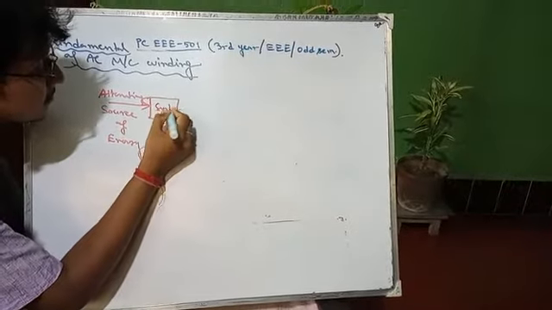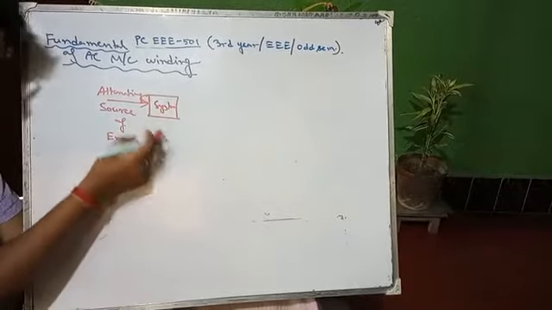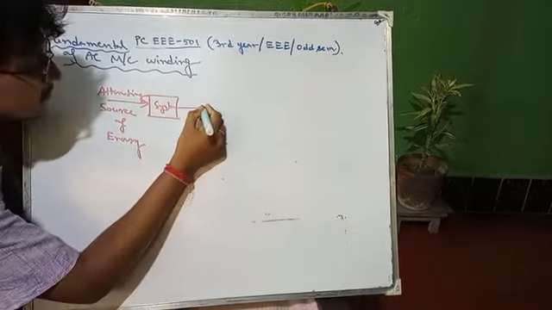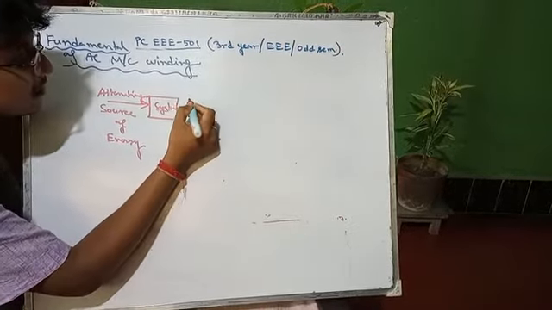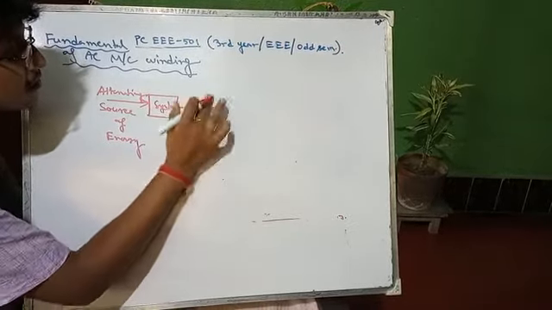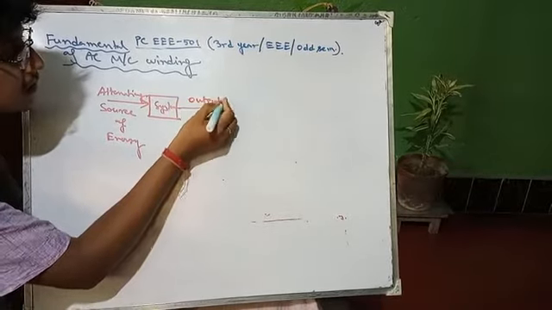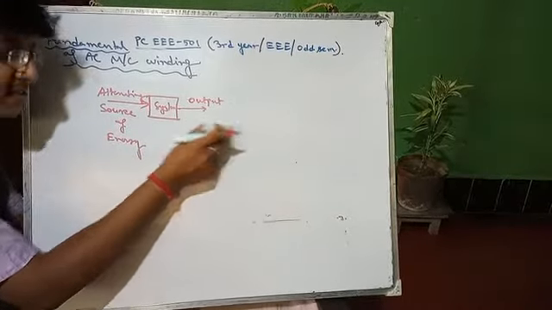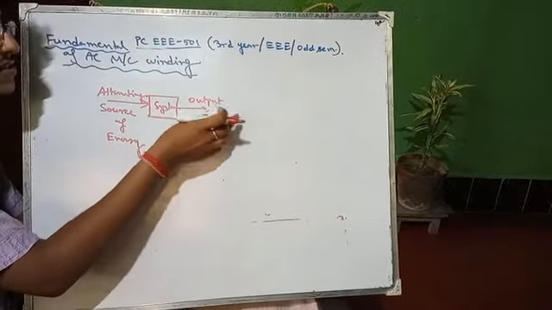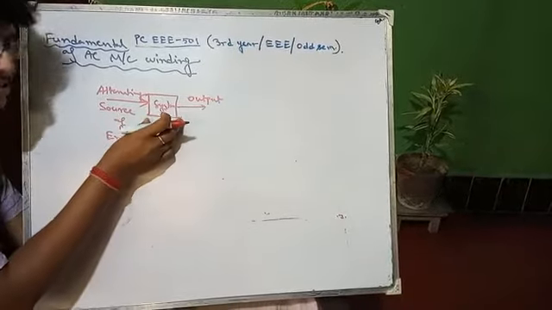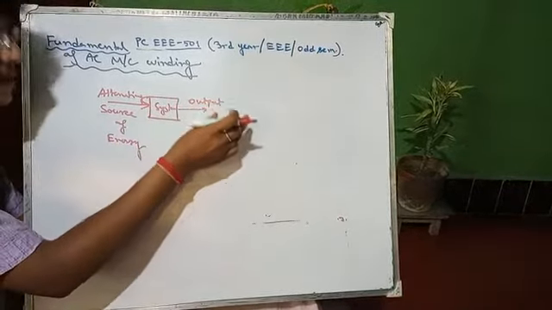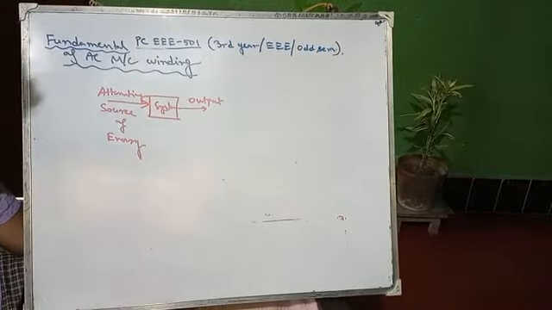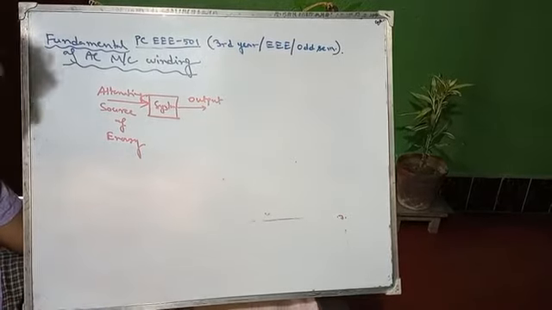This system may be a single phase induction motor, a three phase synchronous motor, or a three phase induction motor. And we get the desired output in the form of electrical energy or mechanical energy. If the output is electrical energy, then the system is a generator, and if it is mechanical energy, then it is a motor. So an alternating source of energy is given to the system. This is the main important concept.